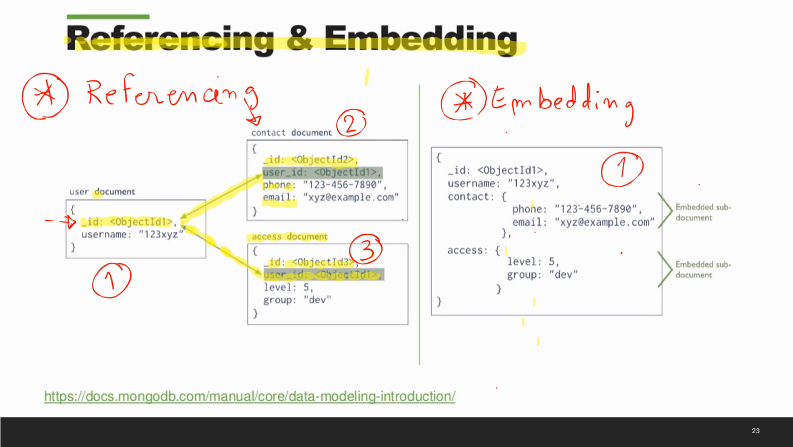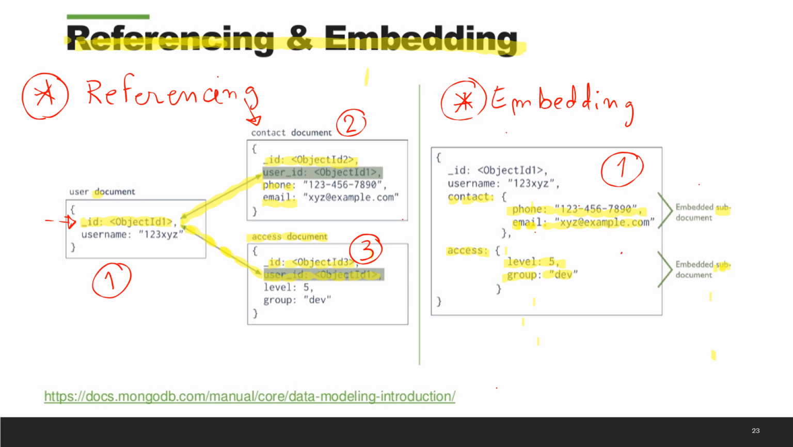And in this one document, the contact information or contact data of a user, you see, is embedded within the user document itself. And at the same time, the access data is also embedded within that user document. So it's embedded as a nested document or as a subdocument. Okay, so you have choices whether you want to use referencing mechanism or embedding mechanism.